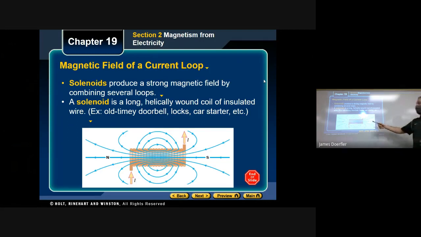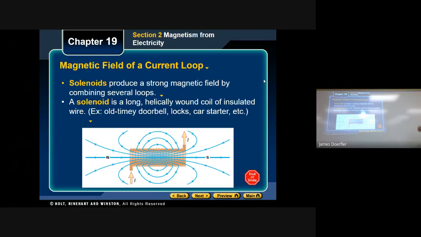And really what it is, it's just a long helically wound coil of insulated wire. But oftentimes, we place something else inside of that loop, okay? Oftentimes, it's a metal rod. Just depends on the application.